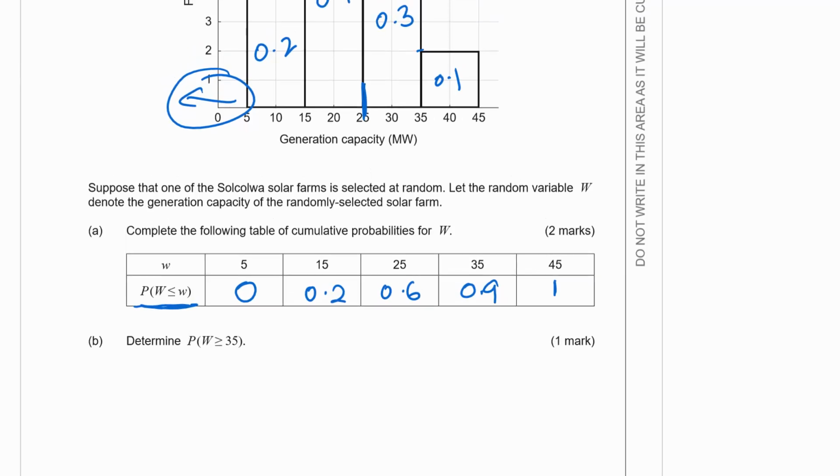So we want the probability that W is greater than or equal to 35. Just referring to my graph above or the table, we can see that that is 0.1.